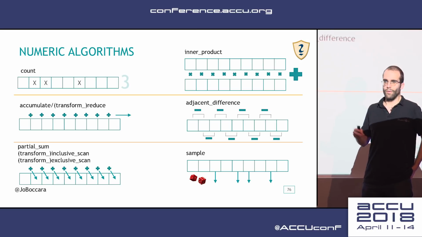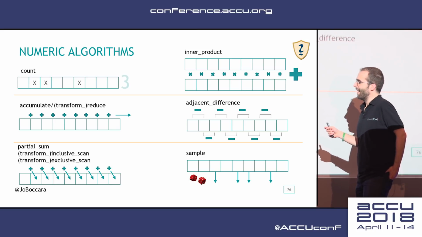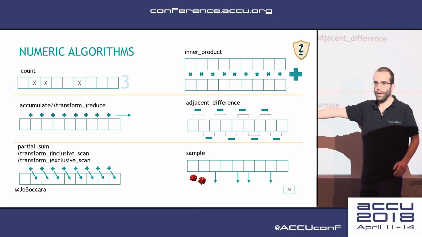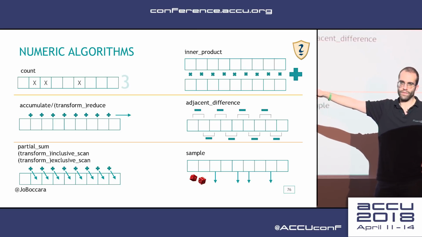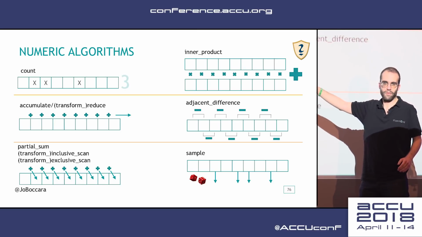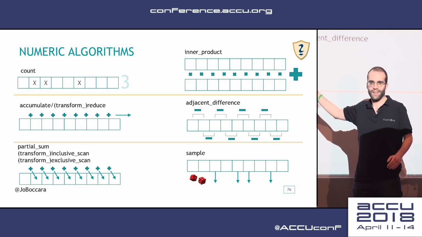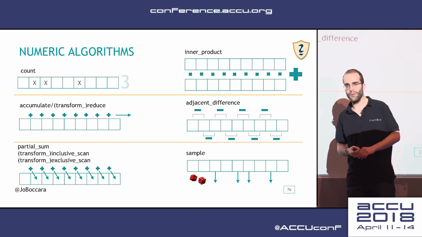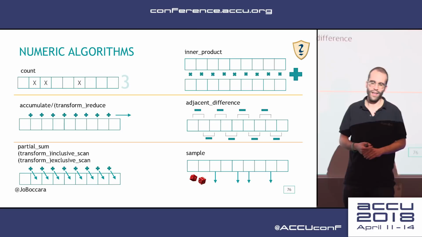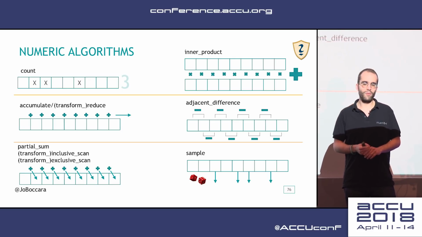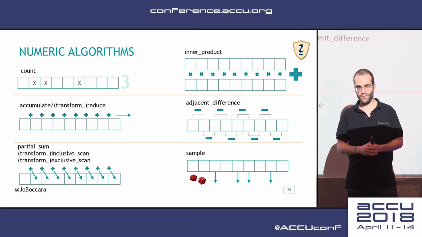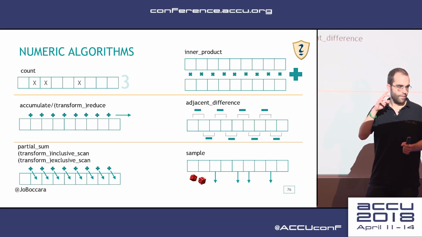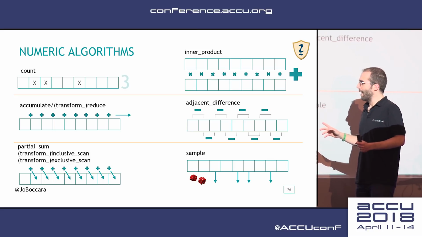Partial sum makes a partial sum, which means that the first element stays the same, the second one is equal to the first one plus the second one. In position 3, we've got 1 plus 2 plus 3, and then 1 plus 2 plus 3 plus 4, and so on. Get it, right? There's inclusive scan, exclusive scan, transform inclusive scan, transform exclusive scan, coming in C++17, which do pretty much the same as partial sum, but can be parallelized.